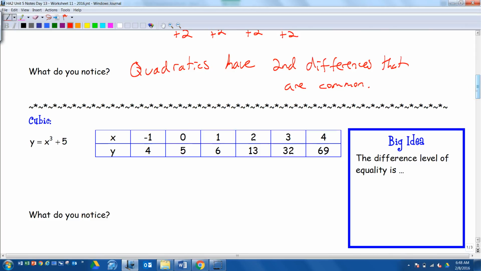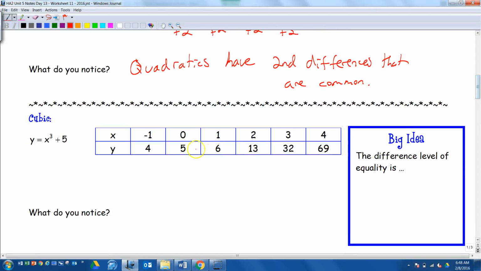Let's look at a cubic, and hopefully you guys guess that maybe the difference level will be the third level where it's common, but let's check anyway. This is +1, this is +1, this is +7, this is +19, and this is +37. So that's the first level. The differences between these are 0, 6, 12, and 18. So now I can do the difference between the second differences, and that's up 6, and up 6.